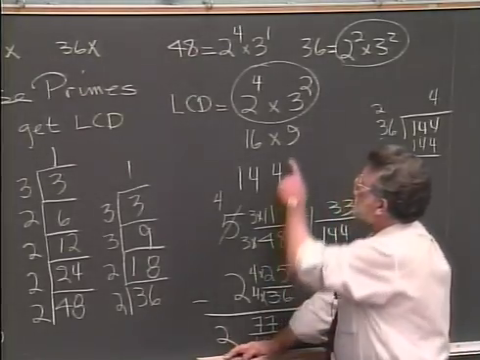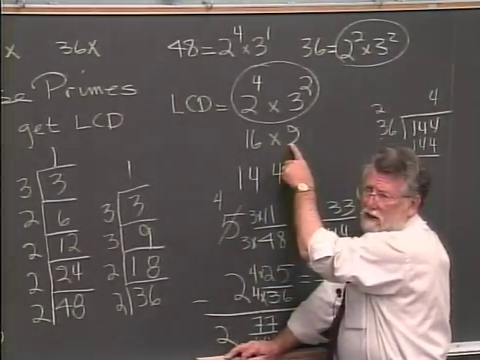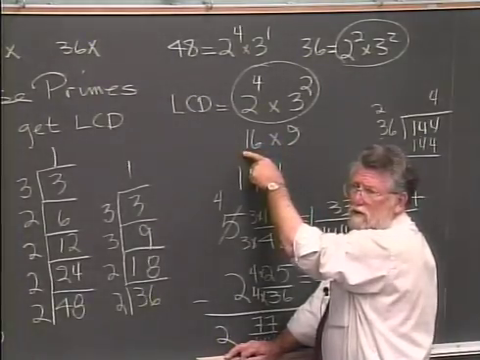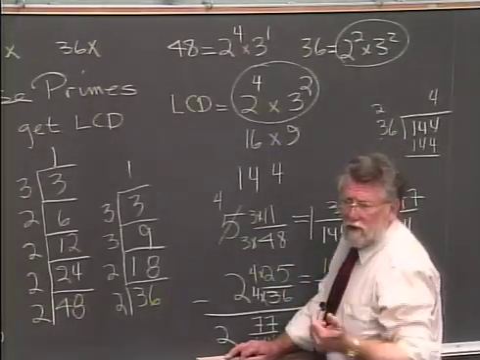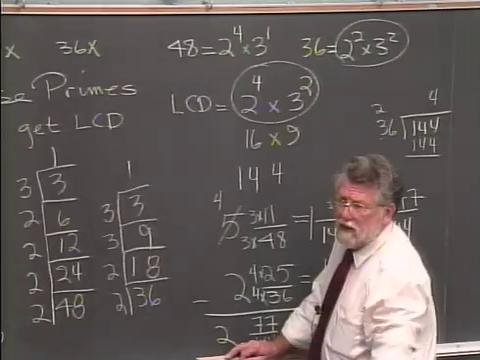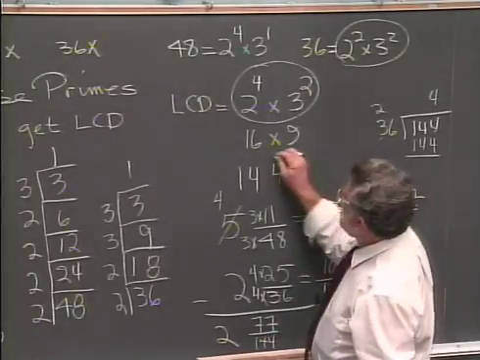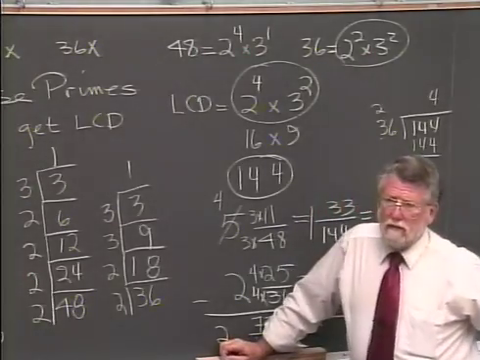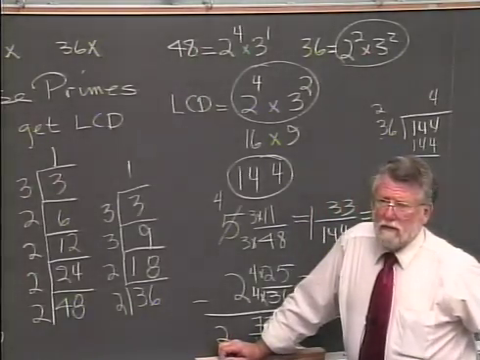Now the 3 to the second is not 6, it's 9. It's 3 times 3. And 2 to the fourth says I have 4 2's I'm multiplying together. So the first 2 of them give me 4, the next one an 8, the last one a 16. And 9 times 16 is the 144 we used. Okay?